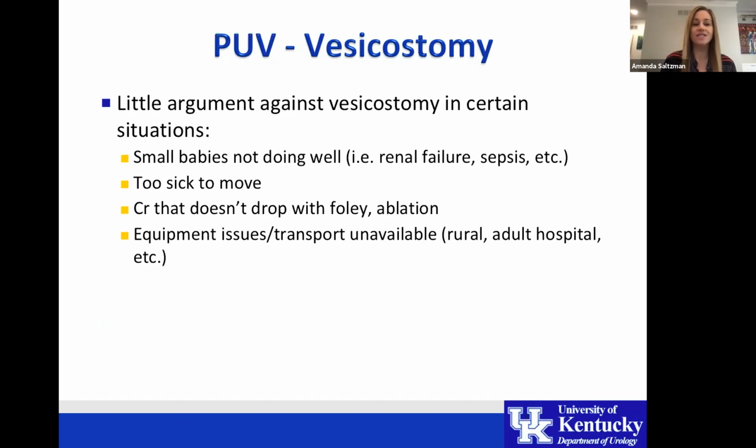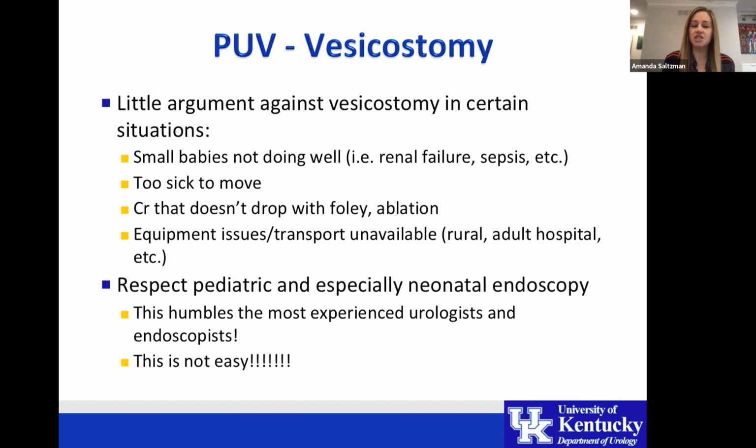If they're too sick to move, if their creatinine doesn't drop either after ablation or with a Foley, or if you have equipment issues or you can't transport the baby. So if you're in rural, potentially Kentucky, and you don't have a pediatric cystoscope or resectoscope, then it's very reasonable, if you need to do something, to do a vesicostomy if you can't then transfer to a place that can do that.